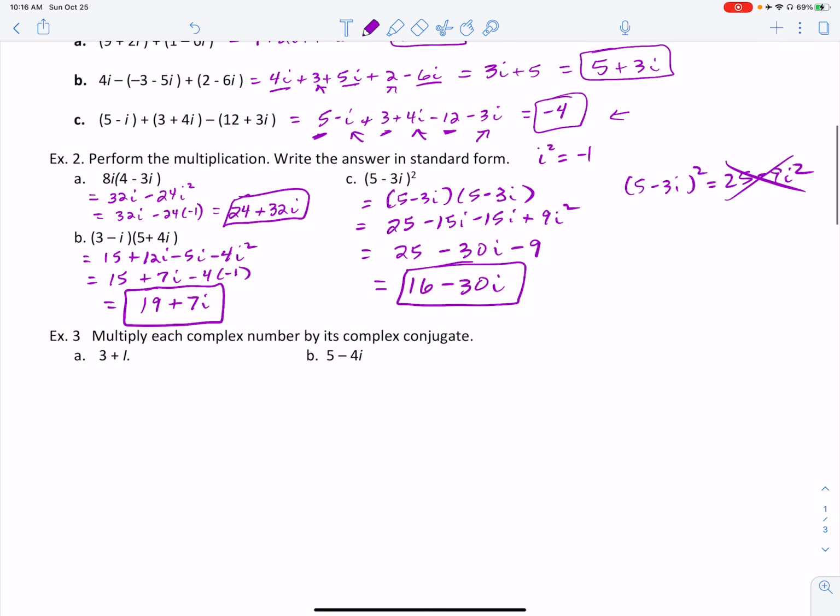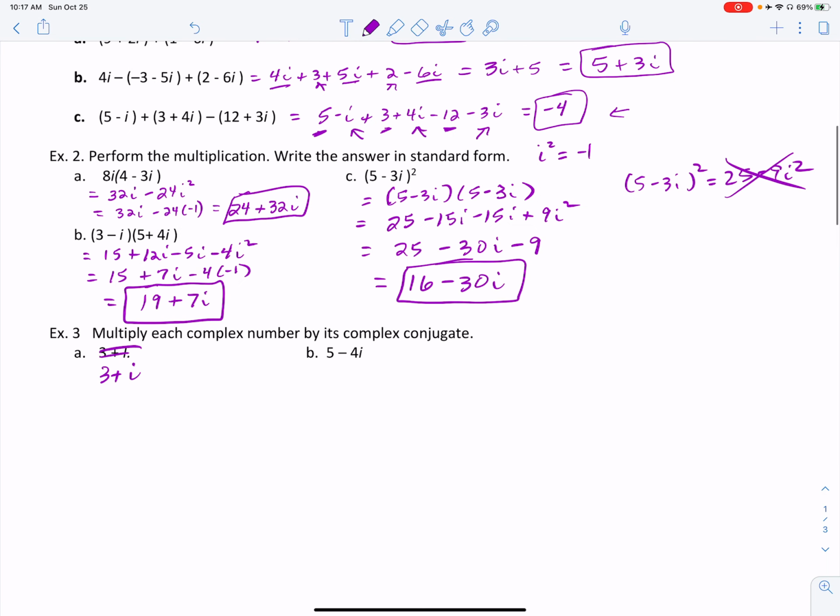Okay, in this next example, this was supposed to be 3 plus i. Sorry about that. Multiply each complex number by its complex conjugate. And so complex conjugates, if you have a plus bi, the complex conjugate is a minus bi.